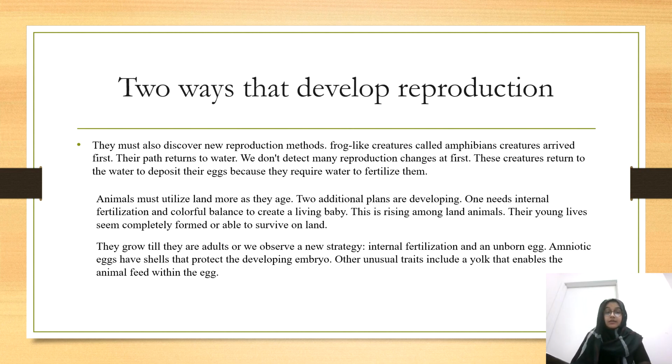The second method he discussed was the unborn egg, that is called a meiotic egg, that has a shell that protects the egg and develops the embryo. It also has the yolk that enables the animal to feed within the egg.